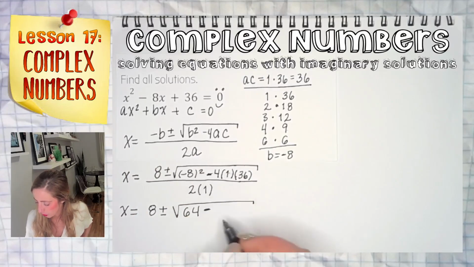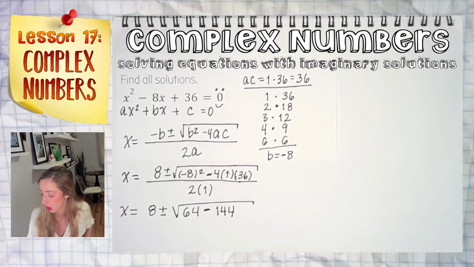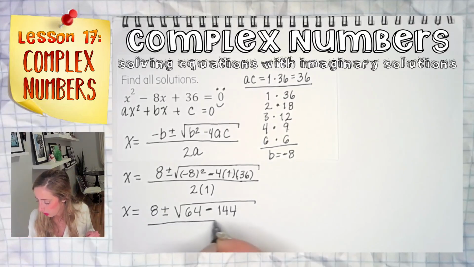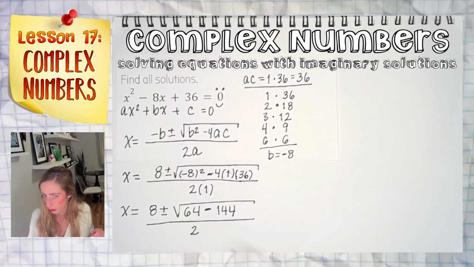36 times 1 times 4, we already said it's 144. So I'm doing 64, take away 144. Hopefully everyone can immediately recognize that when you have 64 and you take away 144, you will dip into the negative range, right? The negative zone. All over, 2 times 1 is 2.